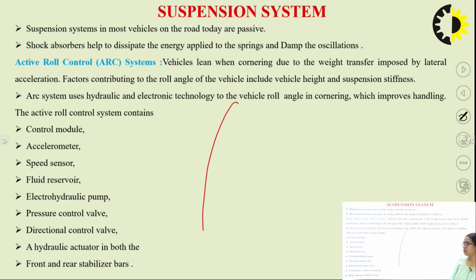The active roll control system basically consists of a control module, accelerometer, speed sensor, fluid reservoir, electro-hydraulic pump, pressure control valve, direction control valve, a hydraulic actuator on both sides, and the front and rear stabilizer bars. These are the basic components of any suspension system.